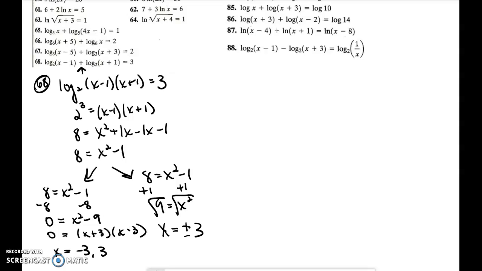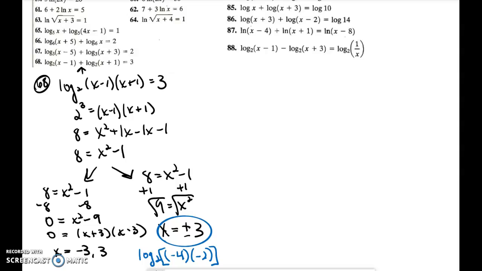Okay, now if I check the positives and negatives here, what's going to happen when I plug that negative in is that I would have log base 2 of negative 4, negative 3 minus 1 is negative 4, multiplied by negative 3 plus 1, which is negative 2. So I'm actually going to take log base 2 of a positive 8. So it works on this one to have both the positive and the negative listed there for me.